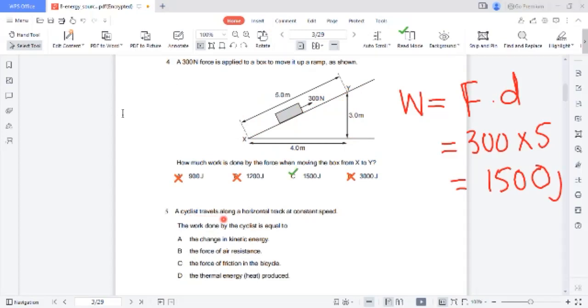A cyclist travels along a horizontal track at a constant speed. Constant speed means there is no acceleration. The work done by the cyclist is equal to, okay, now it's a horizontal track. So the work done by the cyclist is equal to the change in kinetic energy.